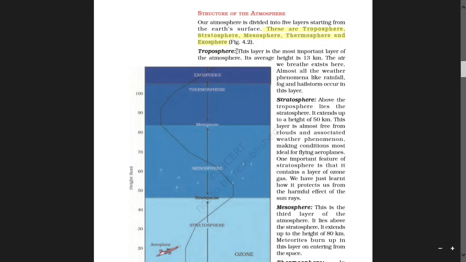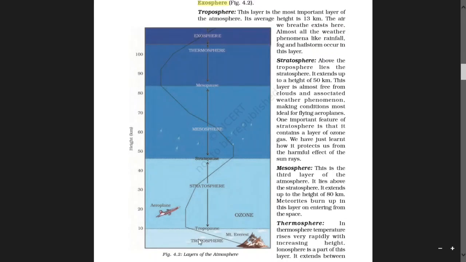You can see here, boys, in the picture, it is given in the diagram. Troposphere, one layer you can see. This layer is the most important layer of the atmosphere. Its average height is 13 kilometers.